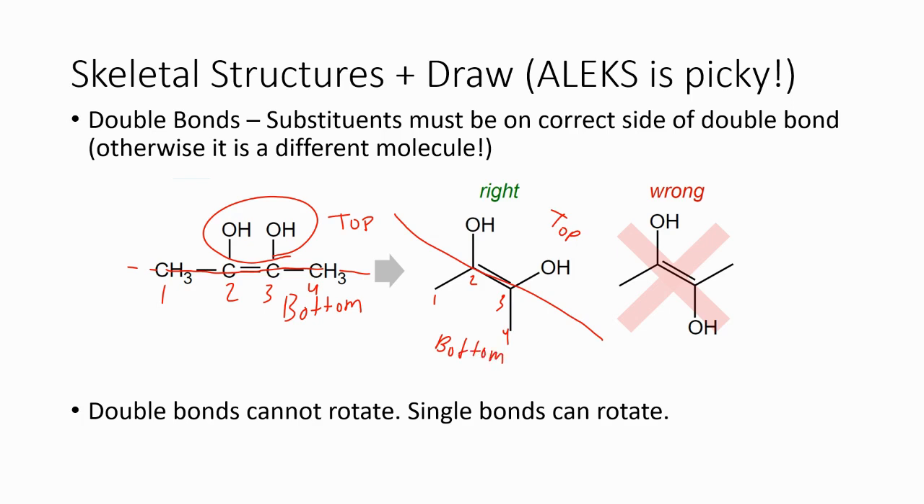And again, we'll talk about this. This is a completely different molecule that has different properties. This is the top. This is the bottom of the double bond. So they're on different sides of the double bond. So this is a different molecule. When Alex shows you this, you need to draw the things on the same side. Does that make sense?